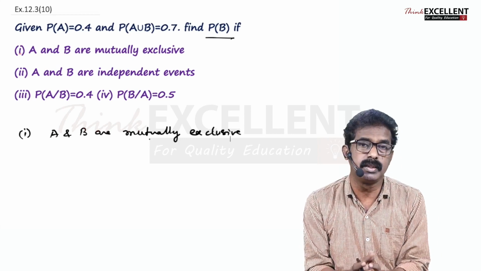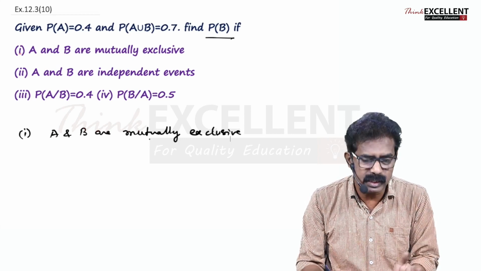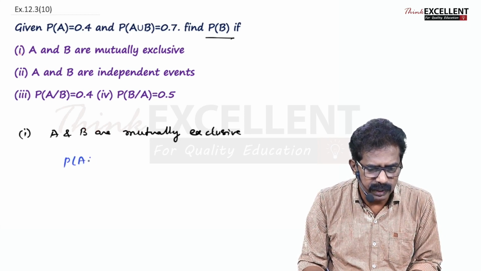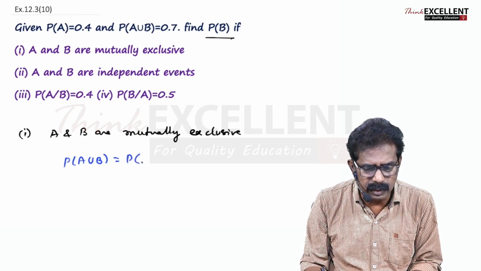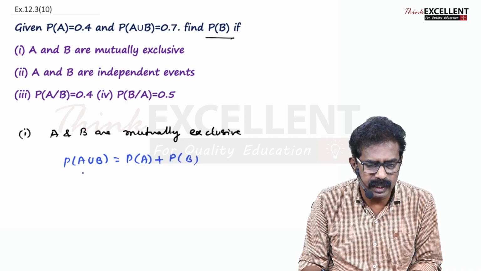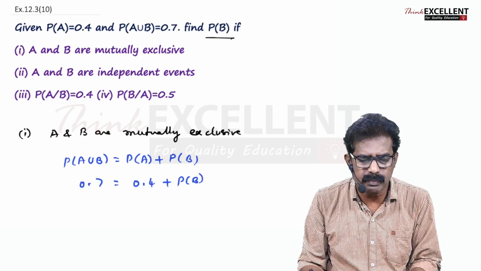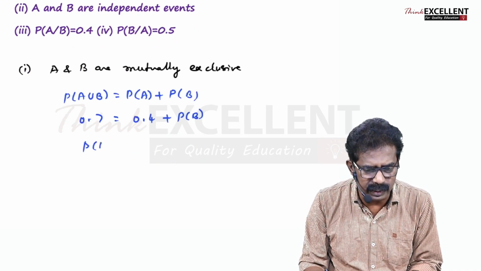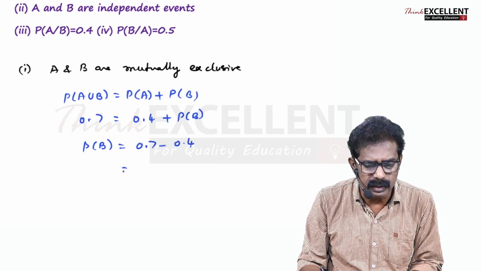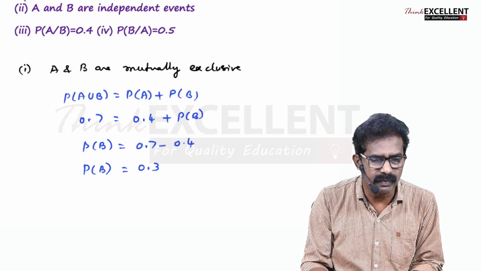Mutually exclusive means P of A intersection B is equal to 0, right? So we write the addition theorem: P of A union B is equal to P of A plus P of B, and the last term will be 0. P of A union B 0.7 equals P of A 0.4 plus P of B. So from here you can find P of B easily, right? P of B is equal to 0.7 minus 0.4, it is 0.3.